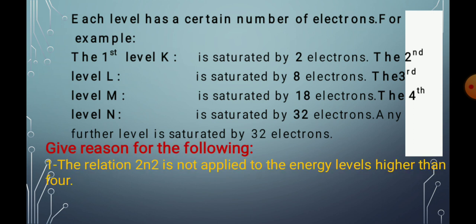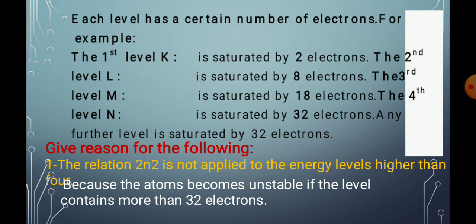Give reason for the following: the relation 2n squared is not applied to the energy levels higher than 4, because the atom becomes unstable if the level contains more than 32 electrons. So each energy level can take a definite number of electrons, and the electrons are distributed in the first level K, then the second, and so on. The number of electrons in the first 4 energy levels can be calculated from the relation 2n squared, as we said. Perfect.